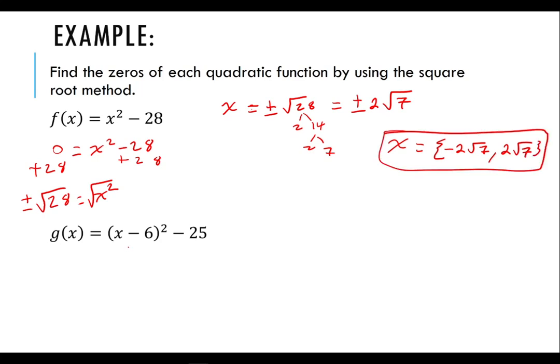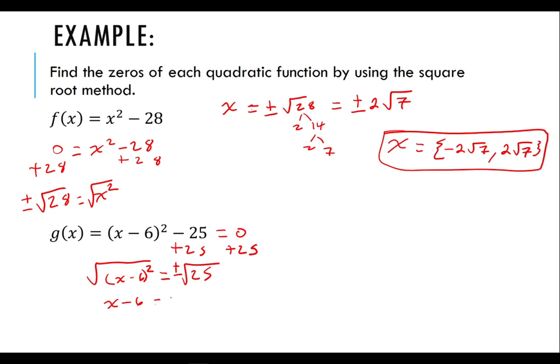G of x being equal to x minus 6 squared minus 25. Step 1, we need to set it equal to 0 and then solve it. Notice that here I have x stuff being squared. So if I can isolate the stuff squared and there's no x terms on the right, then we can use the square root property. So I'm going to add 25. Then I'm left with x minus 6 quantity squared is equal to 25. At this point, because this is a single thing being squared, I can take the square root of that.